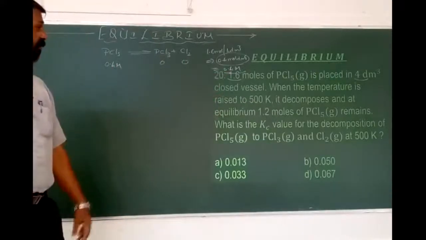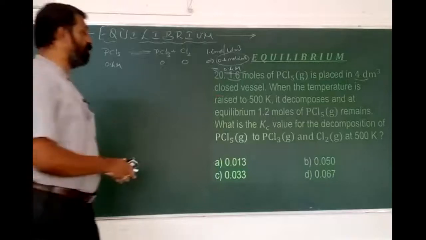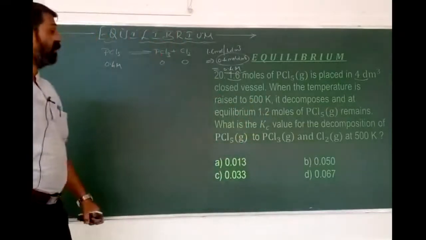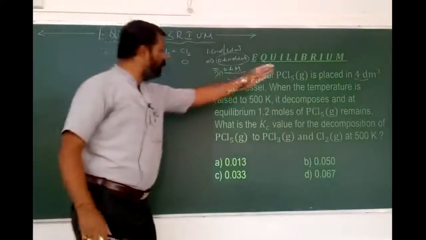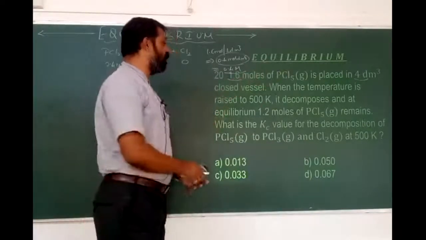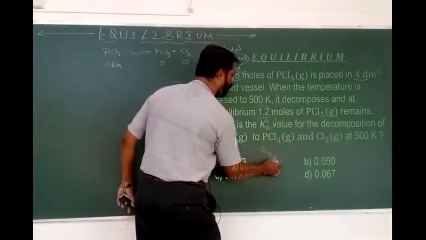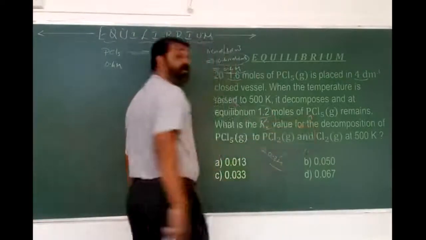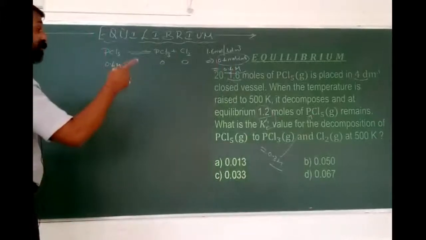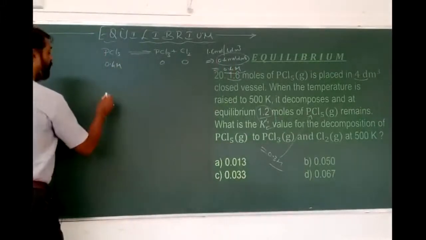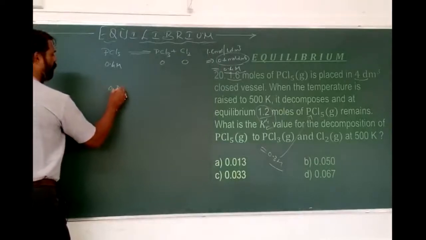When the temperature is raised to 500 Kelvin, it decomposes and at equilibrium how much is present? 1.2 moles of PCl5 is present, in how much dm cube again? 4 dm cube, so the concentration is divided by 4, that is equal to 0.3 molar. Which is present? PCl5, at equilibrium. PCl5 left is found to be 0.3 molar.